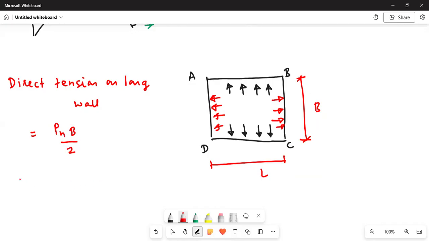Okay. And similarly, you can find tension on the short wall. Tension on the short wall will be PHL divided by 2. So in this way, you need to find the direct tension, and we will see how to find the AST, area of reinforcement, with respect to the bending moment, with respect to the direct tension in the problem. So this is about the vertical wall.